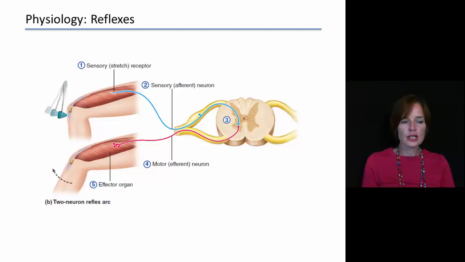Here's just a closer look at it. This is what we call a 2-neuron reflex arc. In this case, you have basically one sensory neuron coming in, carrying the information to the central nervous system, and then we have one motor neuron that's carrying the information back out to the effector organ.